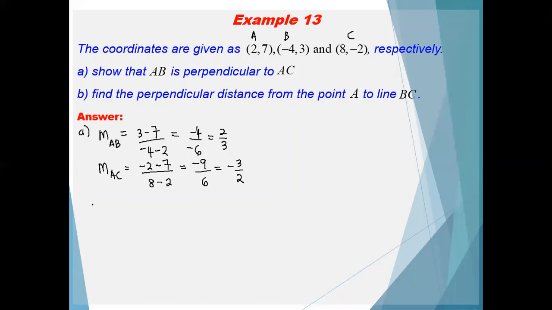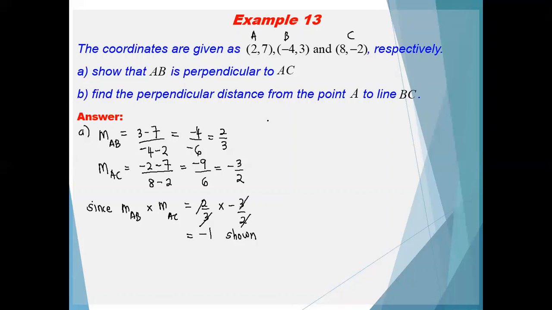So since m_AB times m_AC is equal to 2 over 3 times -3 over 2, so you can cancel out. So what we have now is equal to -1. So sure lah. Sebab apa? Gradient AB times gradient AC is equal to -1. So that AB and AC are perpendicular to each other.